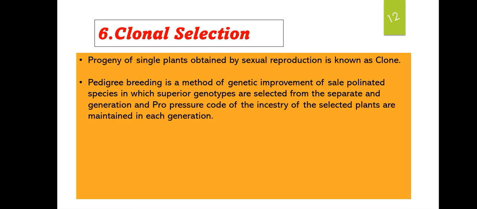The last one is clonal selection. Progeny of a single plant obtained by asexual reproduction is known as a clone. Pedigree breeding is a method of genetic improvement of self-pollinated species in which superior genotypes are selected from the segregating generations and the record of the ancestry of the selected plants is maintained in each generation.